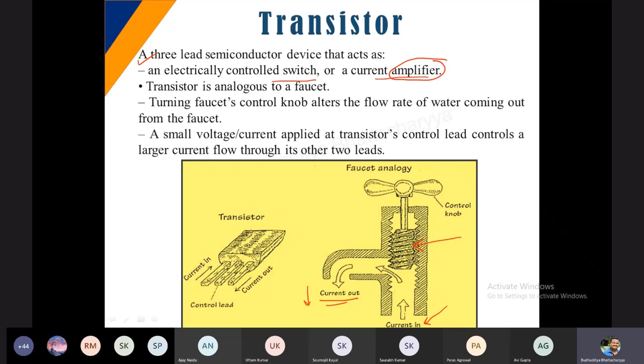If you observe the last point over here, a small voltage or current applied at the transistor's control lead, so definitely there must be some kind of control operation there, makes a large current flow through its other two leads. This is basically the structure of a transistor.